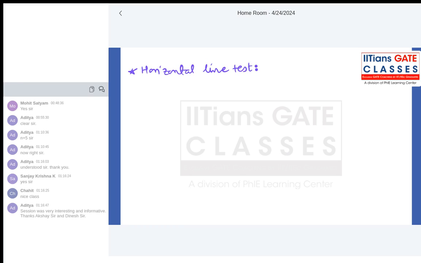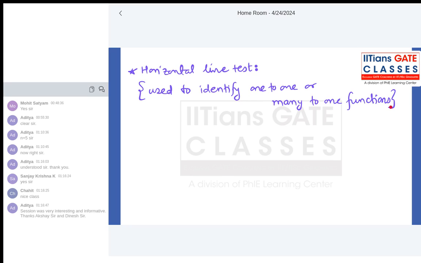So this test is used to identify 1 to 1 or many to 1 functions. We'll take a couple of examples here just to clarify what it means.